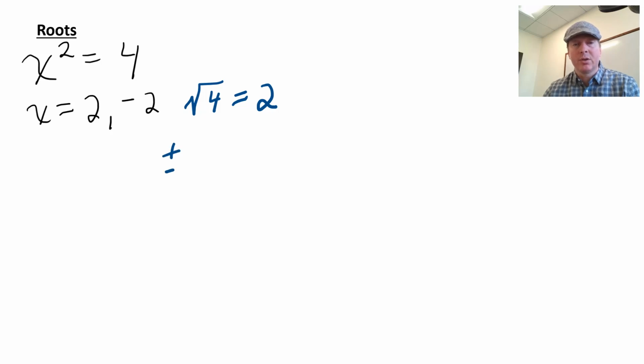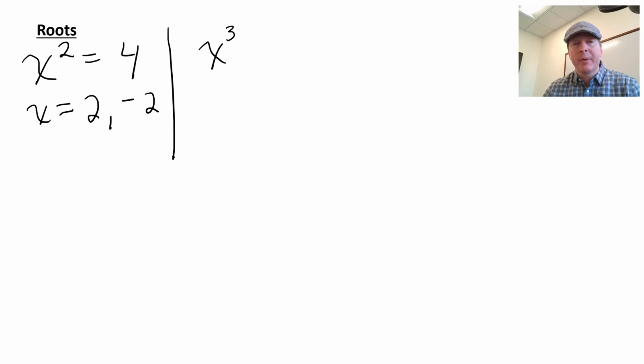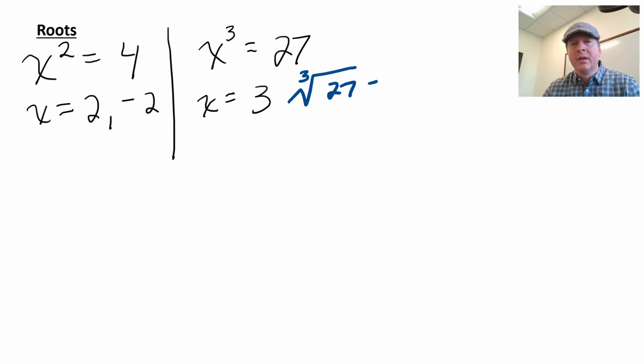In theory, if I wanted to write something like plus minus root 4, okay, well in that case you have positive 2, negative 2. How about cubed roots? Suppose I had x cubed equals 27, then x itself is 3 and only 3. And if I were to write cubed root of 27, it's only 3. So if the exponent is an even number, you get two roots, one positive, one negative. But if the exponent is an odd number, you only have one root.